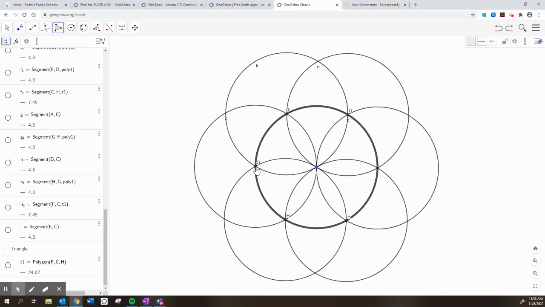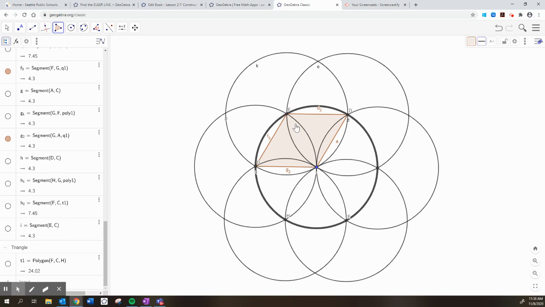Or what if you needed to construct, I don't know, how about a rhombus? A rhombus is a quadrilateral where all 4 sides are the same length. That looks like a rhombus to me. What if you needed to construct a parallelogram? So I could do this all day, and I won't because that would be boring.